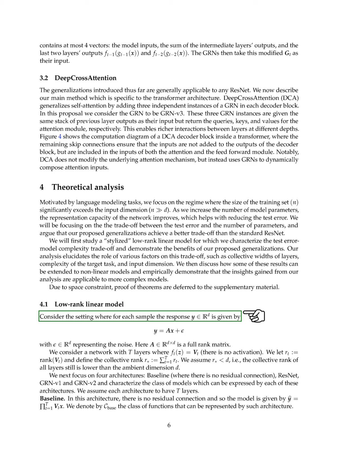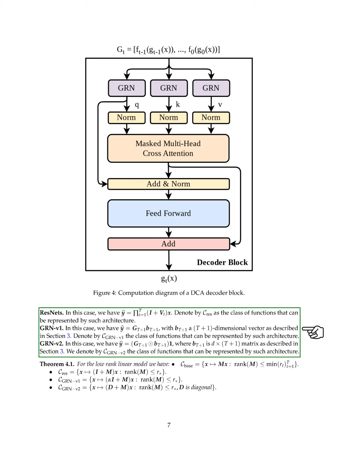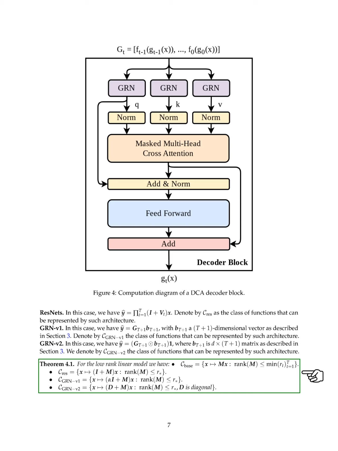For the baseline architecture, without residual connections, the model is represented as a product of matrices applied to the input. For ResNet, we include identity connections, allowing for a different representation. In GRNV1, we express the output as a function of a vector, while in GRNV2, we use a matrix to represent the output. We summarize the capabilities of each architecture in terms of the rank constraints on the matrices involved.